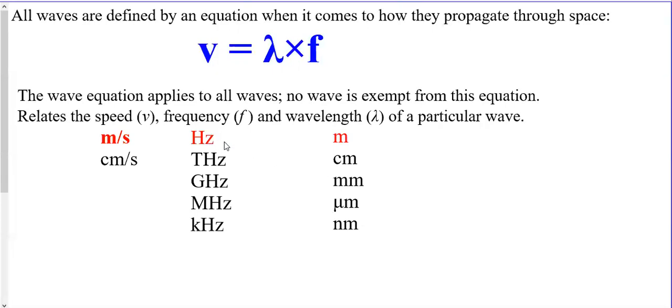When it comes to frequency, your basic unit of frequency is the hertz, which again is a per second. Frequencies are typically going to be larger values when it comes to most waves. So it's not uncommon to see, starting from the lowest, kilohertz, which is 1,000 hertz, megahertz, which is 1,000,000 hertz, gigahertz, which is 1,000,000,000 hertz, and then terahertz, which is 1,000,000,000,000 hertz. They can go higher, but for the most part, you won't really see them.